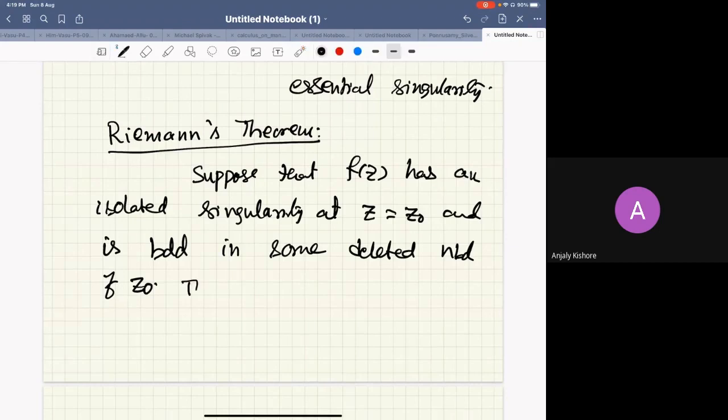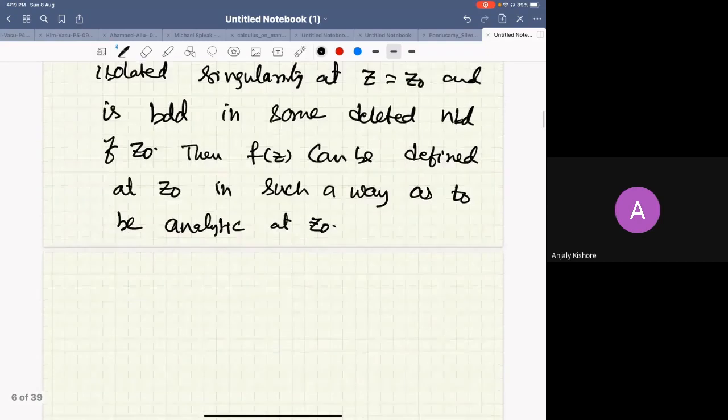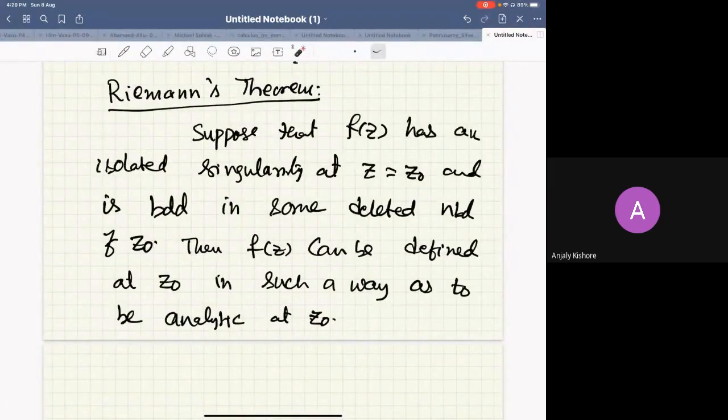Then f of z can be defined at z naught in such a way as to be analytic at z naught. So what is given? Given that z naught is an isolated singularity for a function f of z, and the function is bounded in some deleted neighborhood of z naught, then we can make this function analytic at this point z naught. This is what Riemann's theorem says. The proof is simple.